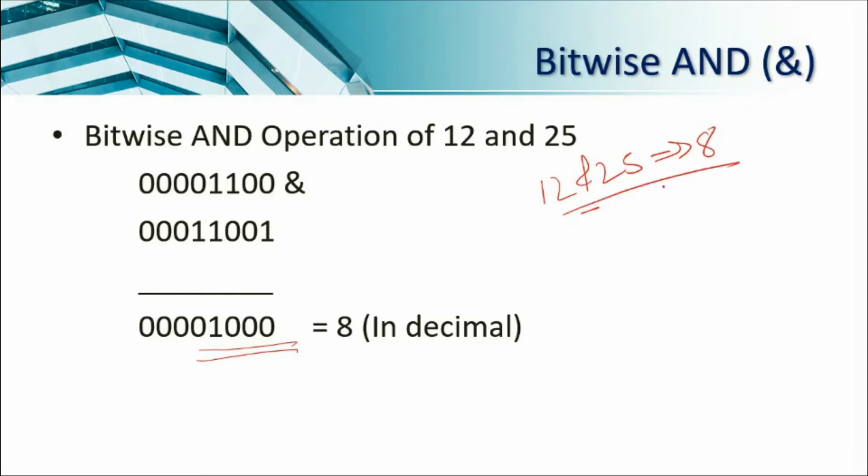So that is the peculiarity of the bitwise AND operation. While doing the bitwise operation, this is what is happening. That is, the bitwise comparison is done, and the bitwise AND conditions are taken.